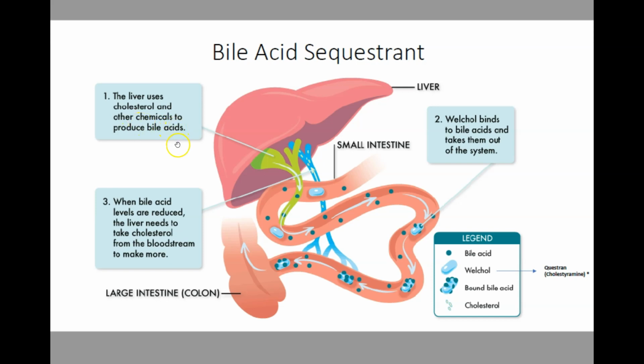The liver uses the cholesterol and other chemicals to produce bile acids. And so Welchol, which is basically a bile acid sequestrant, or cholestyramine, it binds to bile acids and takes them out of the system, through the digestive system, and excreted in the form of stools. So when bile acid levels are reduced, the liver needs to take more cholesterol from the bloodstream to make more, therefore reducing the cholesterol level in the blood.